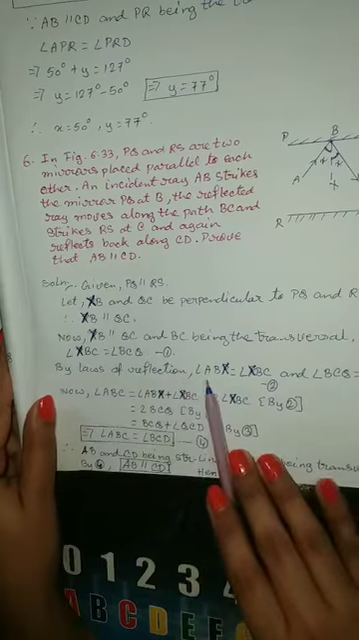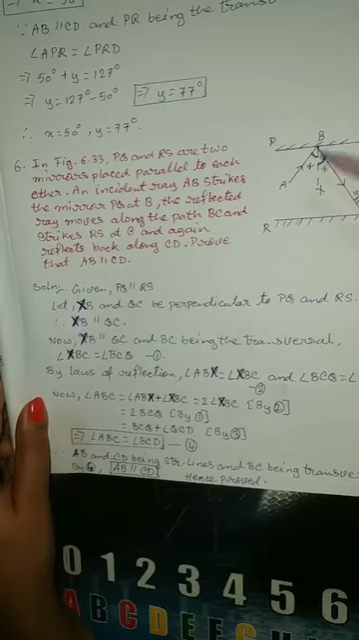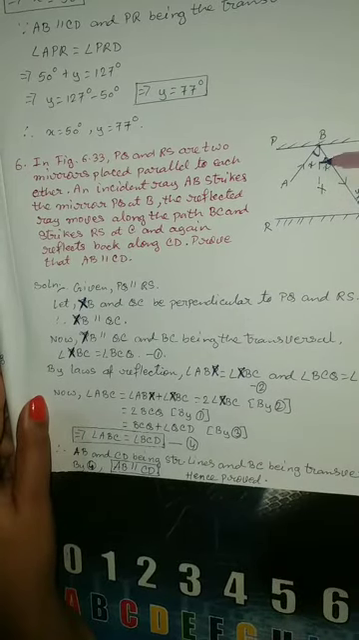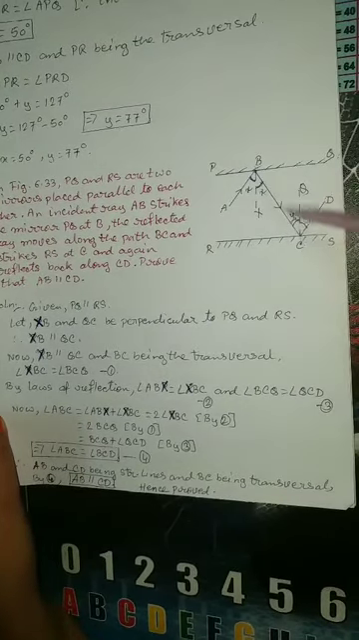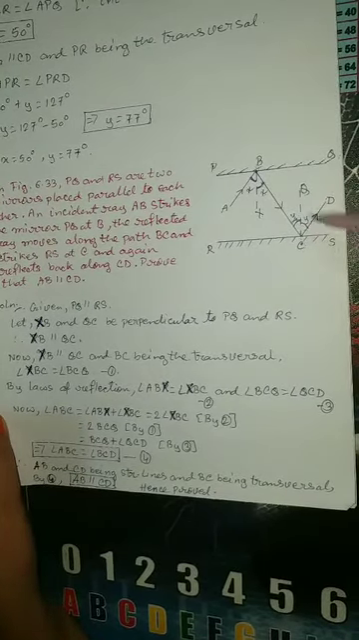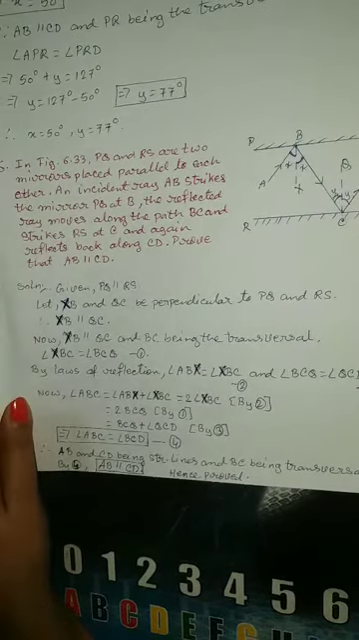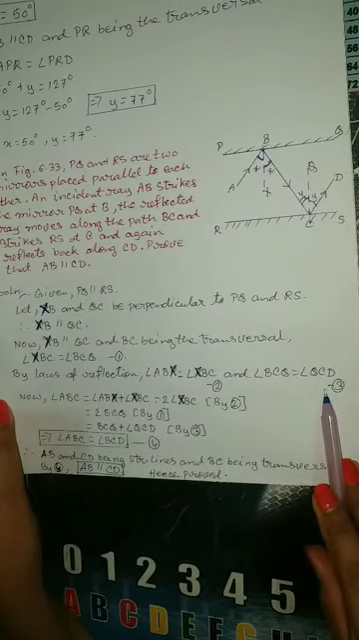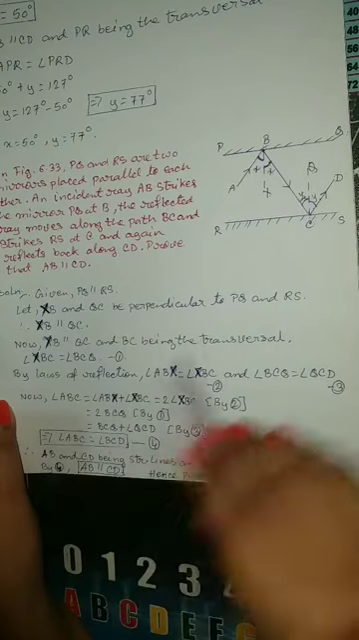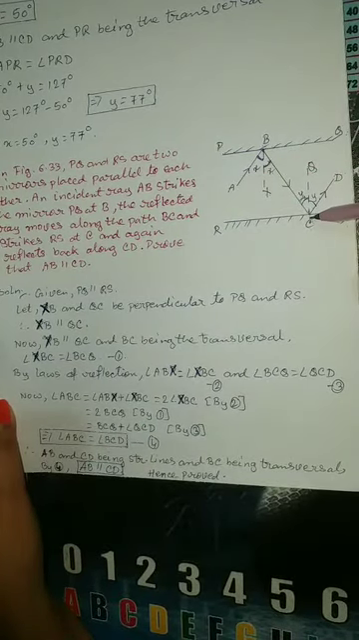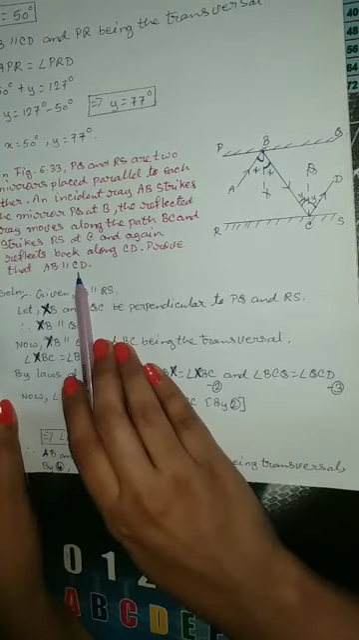Now, by laws of reflection, what can we say? Angle ABX, this angle, is equal to XBC, that is this angle, and angle BCQ here will be equal to QCD right here by laws of reflection. Mark them as 2 and 3. Now, angle ABC is equal to ABX. Where is ABC? Okay, now what did they ask us to do? We had to prove that AB is parallel to CD.